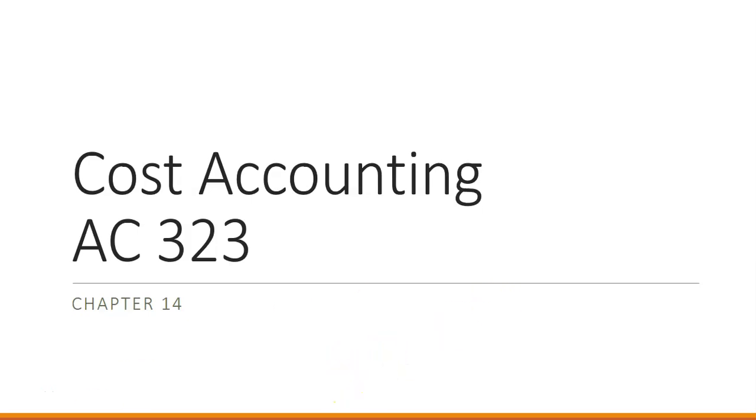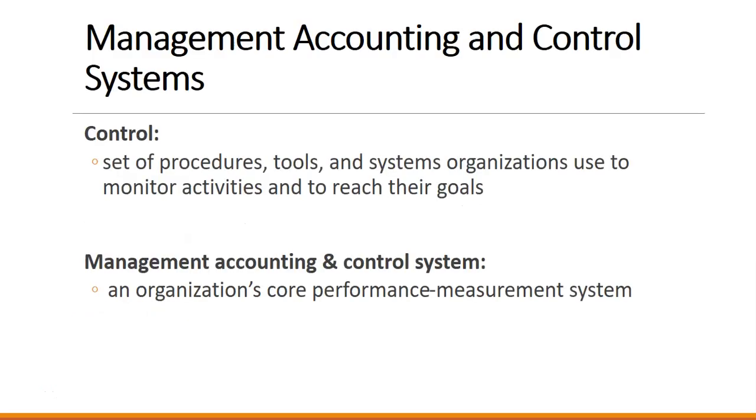Studying Chapter 14. Chapter 14 is the first of four chapters that look at control systems. Controlling is our set of procedures, tools, and systems that we use to monitor activities and look at the performance goals of the organization. What is our core performance measurement system, and are we meeting those goals?